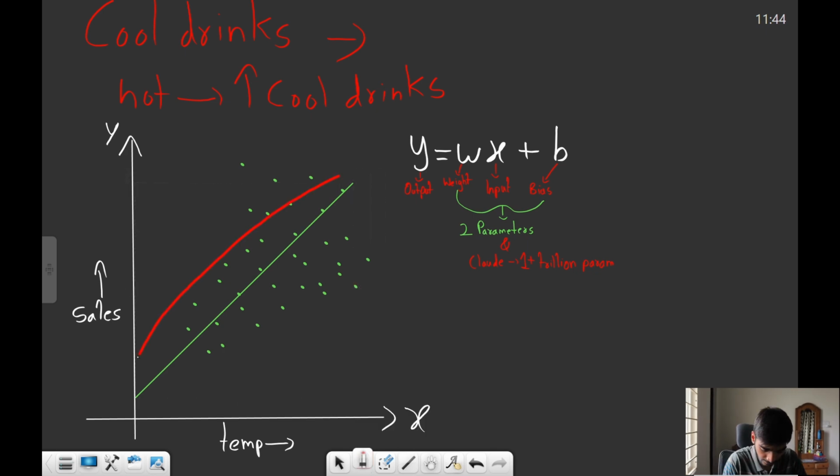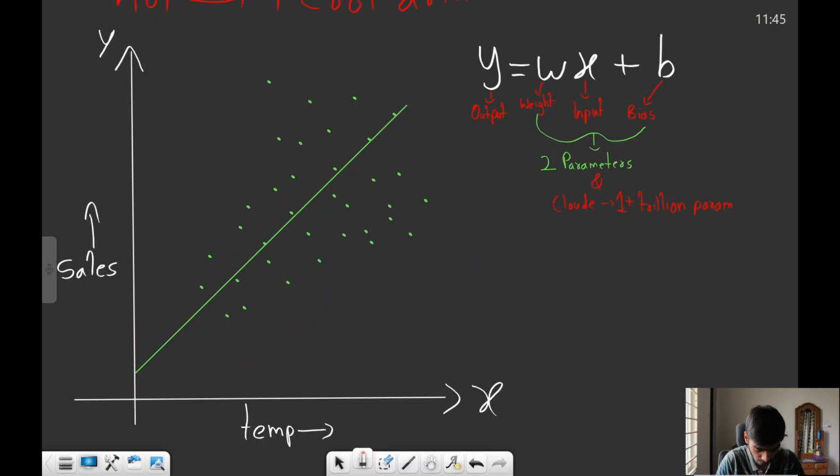Now, finding this straight line equation is called training. This is the exact training we do for the linear regression model. Training a linear regression model means finding the right values of the weight and the bias such that the line fits the data as closely as possible.